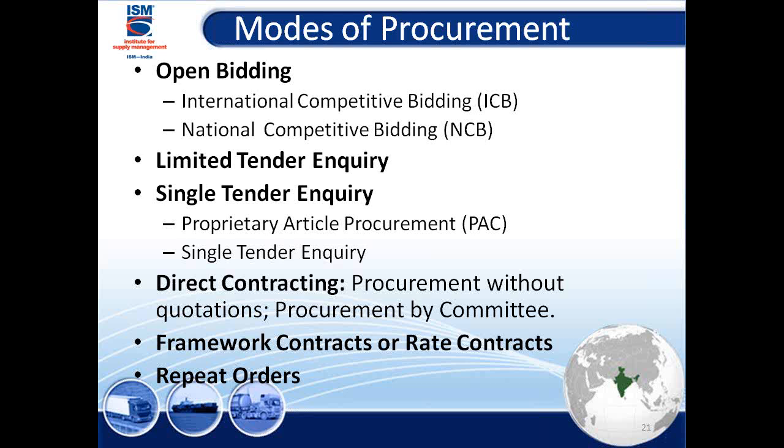International competitive bidding is, I'm going internationally. All the players worldwide can bid for it. The other one is national. That means my bidding is national. But it does not mean the foreign suppliers who are based in my country can't bid. They can also bid in NCB. But ICB means I'm internationally allowing everybody to come and bid. That's the way the terminology comes.